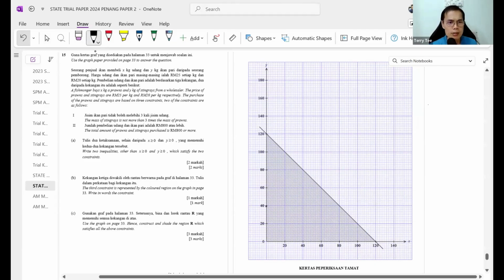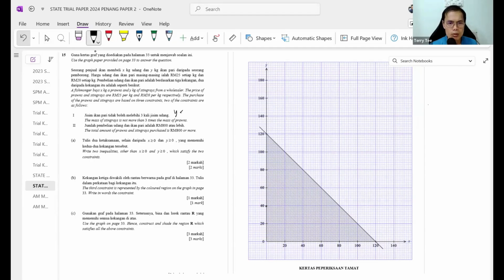The first one, the mass of stingray is y, is not more than, which means less than or equal to, 3 times the mass of prawn. I got my first inequality already. Second inequality: the total amount of prawn and stingray purchased is 800 ringgit or more. Your prawn is 25 ringgit, so if you bought x kg it is 25 times x, and your stingray is 20 ringgit per kg, you bought y, so it's 20 times y, is 800 or more. 800 or more means greater than or equal to 800.